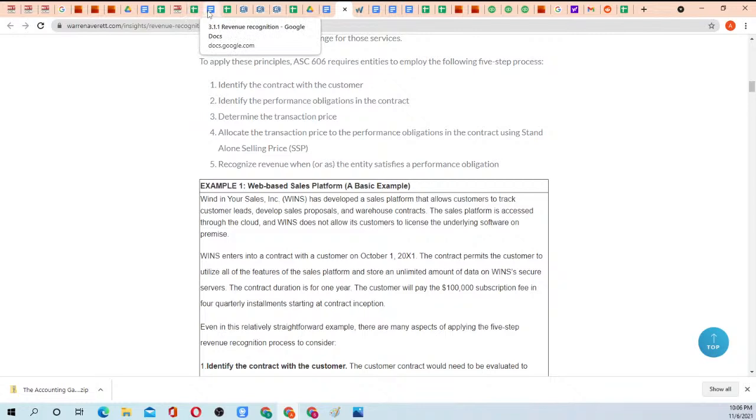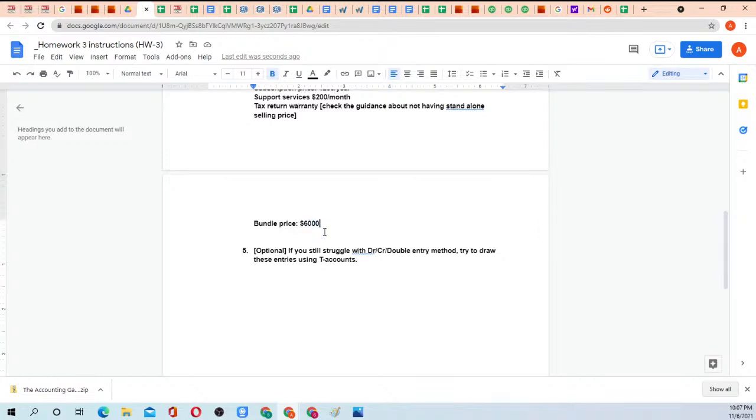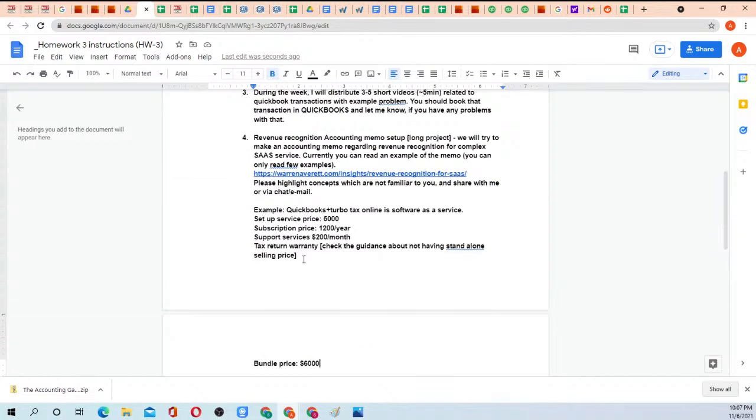So let's go back to our example. Set up service price 5,000. So that's recognized. That's a simple service. That's recognized when we complete the setup, and we need to recognize the revenue. 5,000 when we do that. Sorry, not 5,000. The amount which we allocated to that component from that price. So that will be a bit less than 5,000.